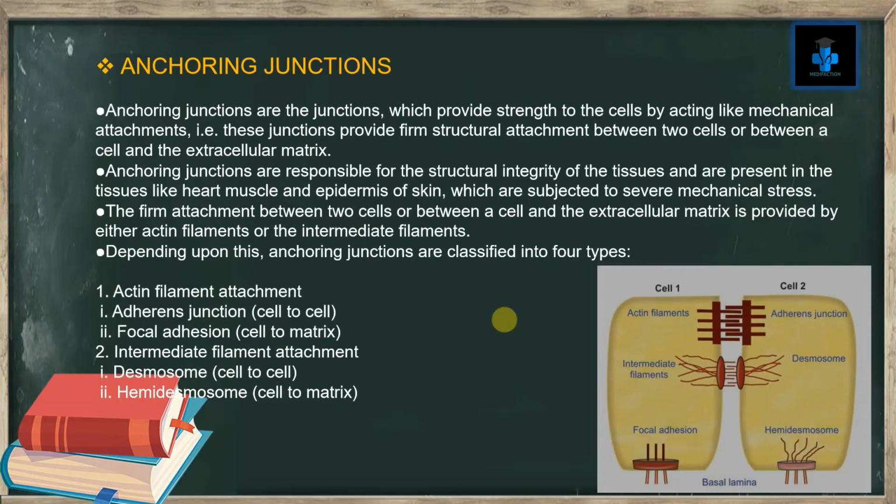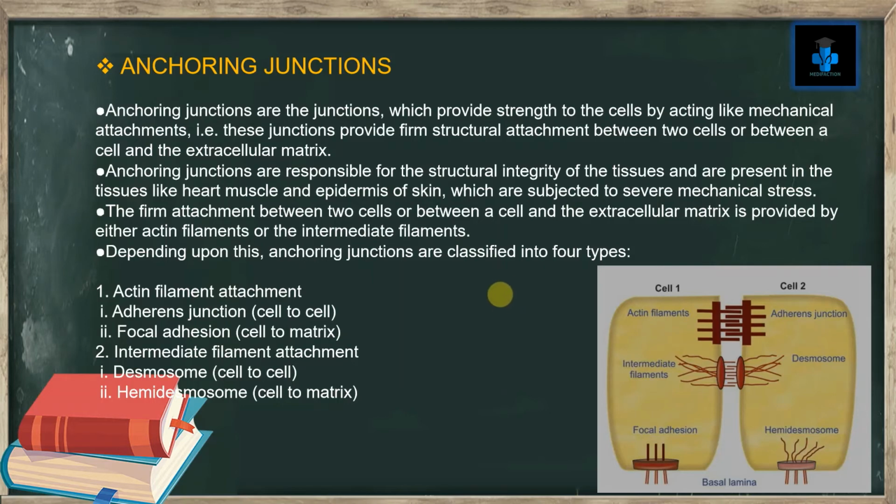Third type, that is anchoring junctions. Anchoring junctions are the junctions which provide strength to the cells by acting like mechanical attachments. That is, these junctions provide firm structural attachment between two cells or between a cell and the extracellular matrix. Anchoring junctions are responsible for the structural integrity of the tissue and are present in tissues like heart muscles and epidermis of the skin, which are subjected to severe mechanical stress.